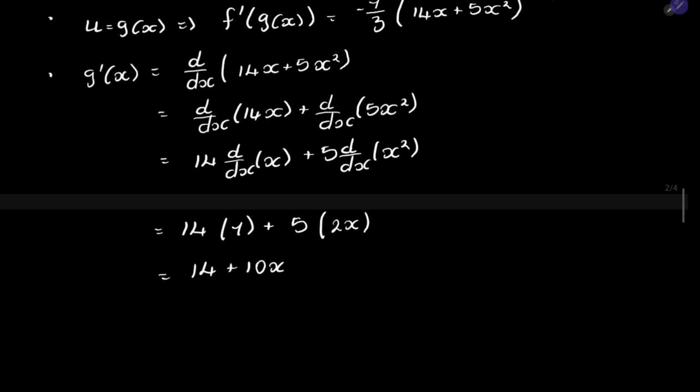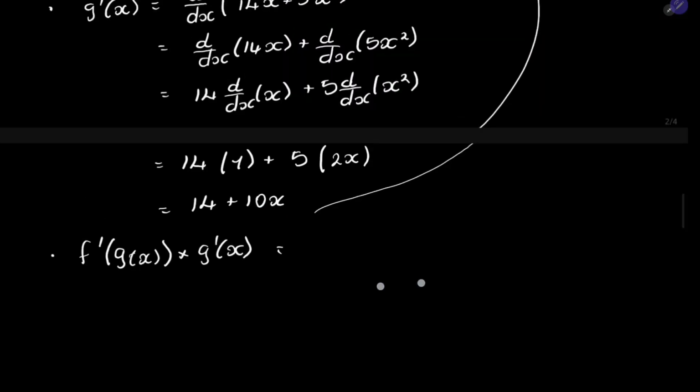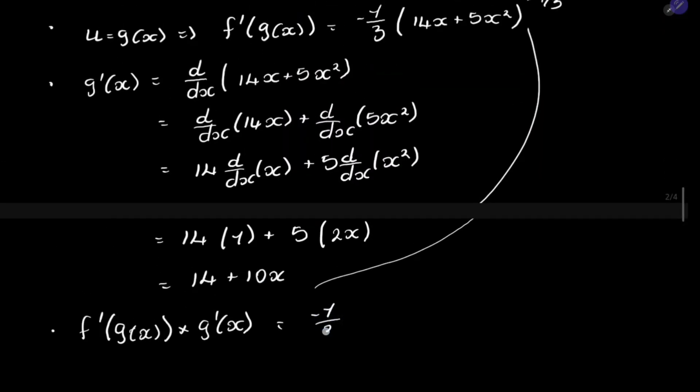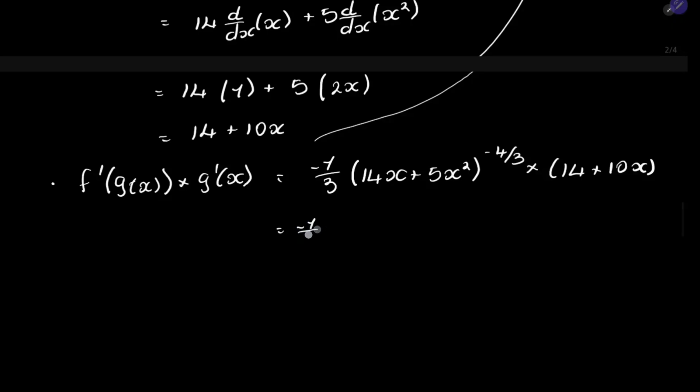Our next step then asks us to multiply this and this. So f prime of g of x times g prime of x gives us negative 1/3 (14x plus 5x squared) to the negative 4/3 times (14 plus 10x), and this simplifies to negative 1/3 (14 plus 10x) into (14x plus 5x squared) to the negative 4/3.